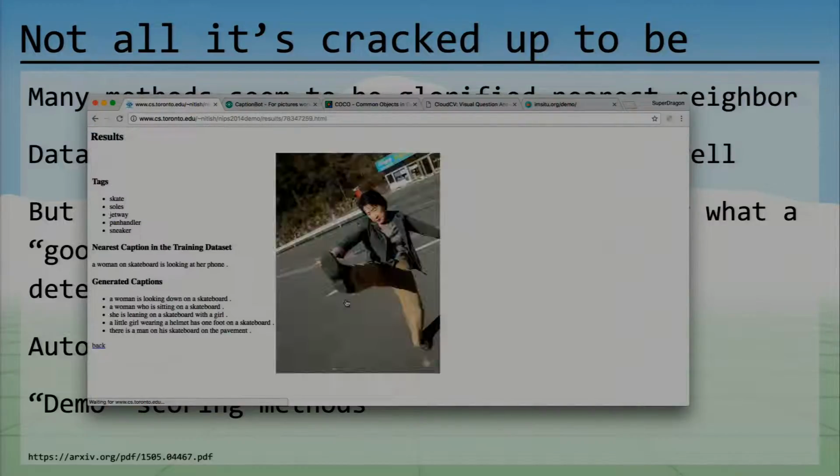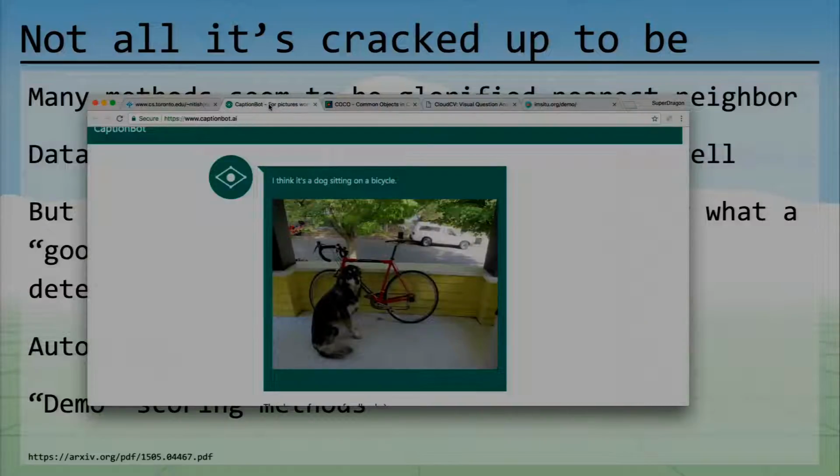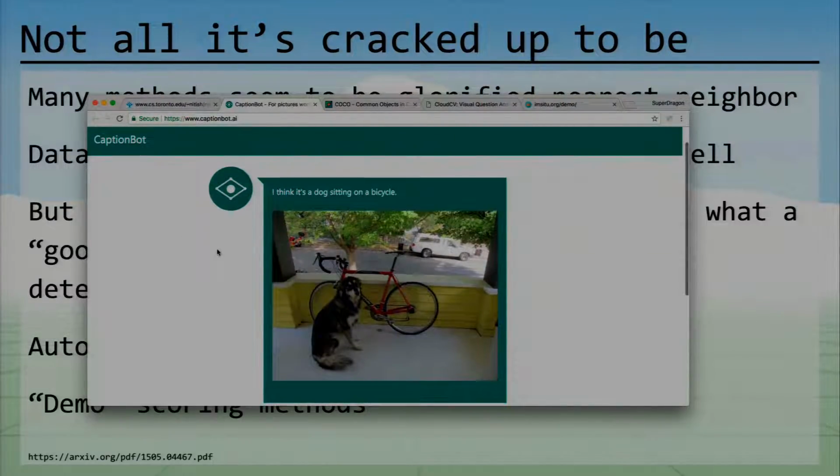You can scroll through and see: a woman is looking down on a skateboard. A woman who is sitting on a skateboard. She is leaning on a skateboard with a girl. None of that is happening in this image. So there are some images where it sort of works and some images where it doesn't. I fed this into, I think, Microsoft's captioning algorithm. It said, I think it's a dog sitting on a bicycle. Not quite correct.